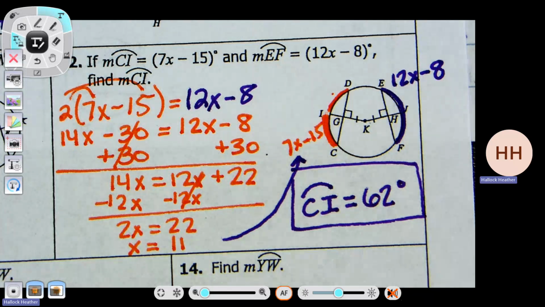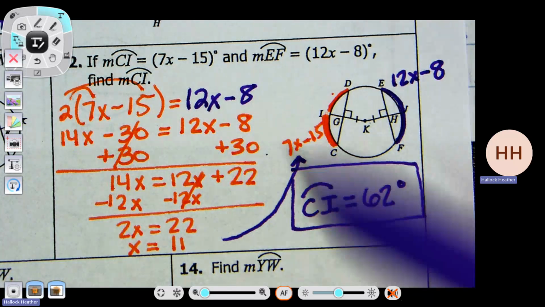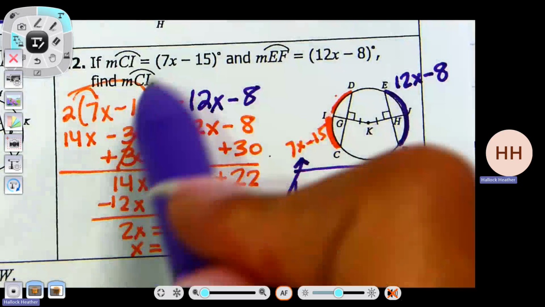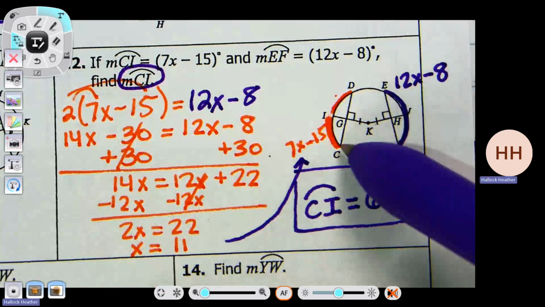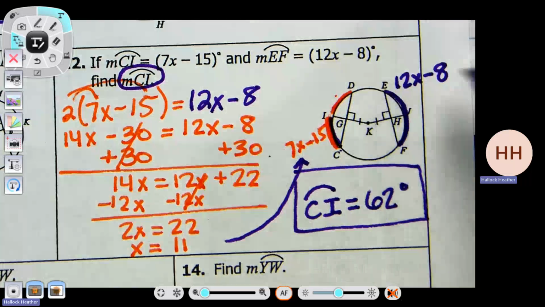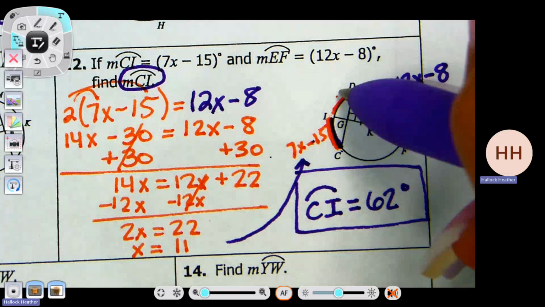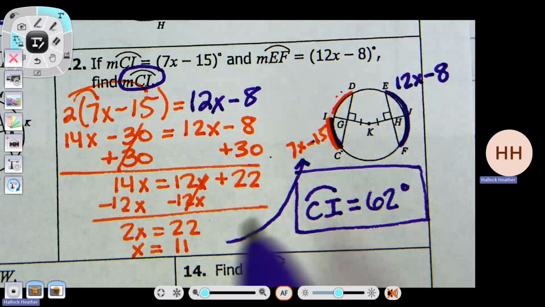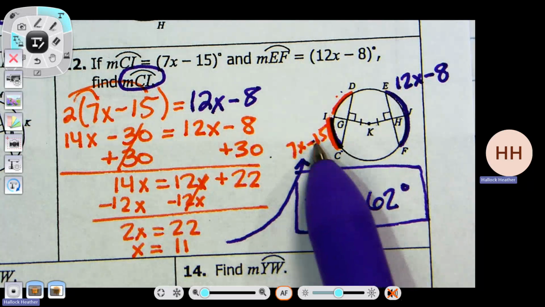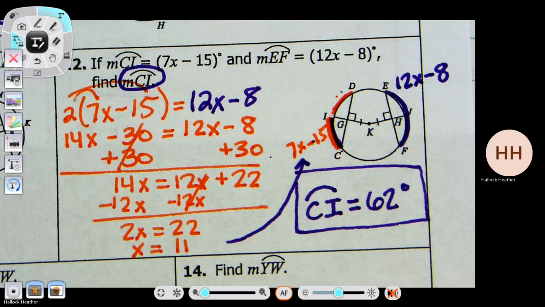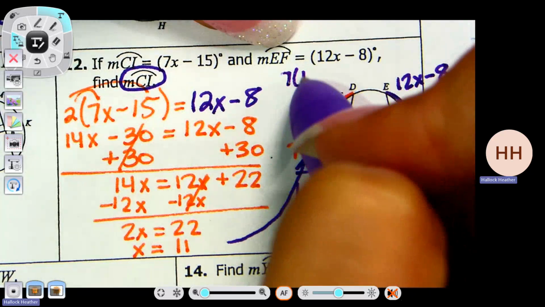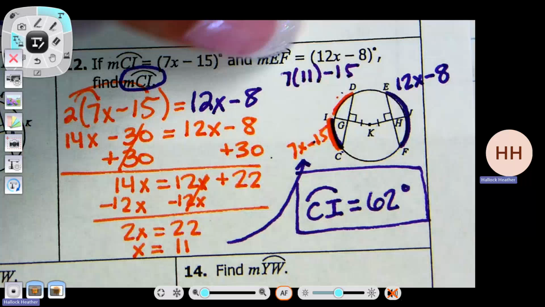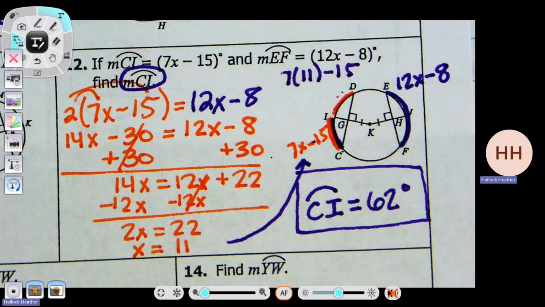We've done worse times. What's up? Where I plugged it into? Because I want the measure of C to I, which is this little piece, I don't have to plug it into the big one. I don't even have to double it. I'm just plugging into the small. 7 times 11 is 77 minus 15. So you're doing 7 times 11 minus 15. Good job.